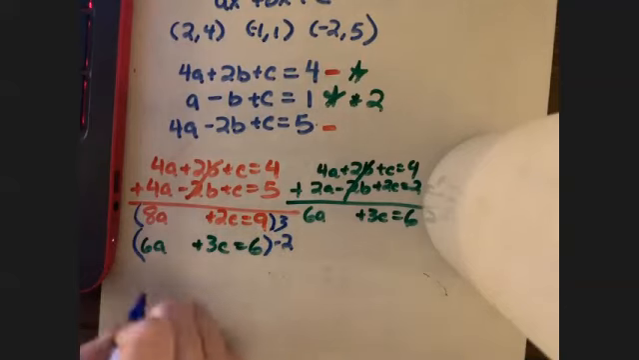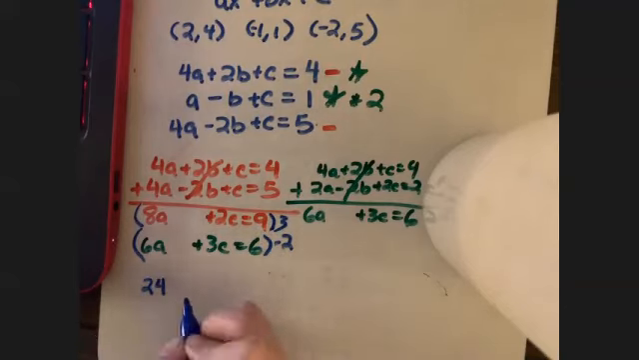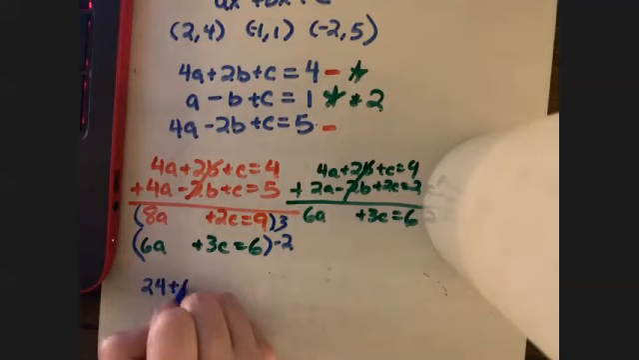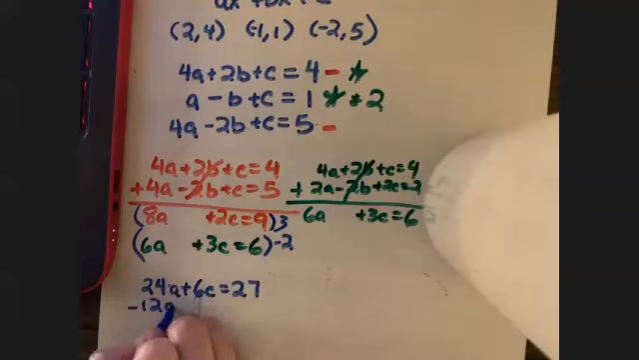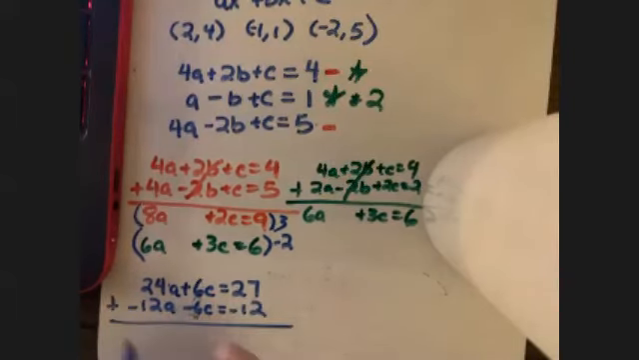So I'm at 3 times 8 is 24, or sorry, 24a plus 6c equals 27. Negative 12a minus 6c equals negative 12. Add. It's going to give me 12a equals 15. Those go away. Dividing through, I get a is going to be 1.25.